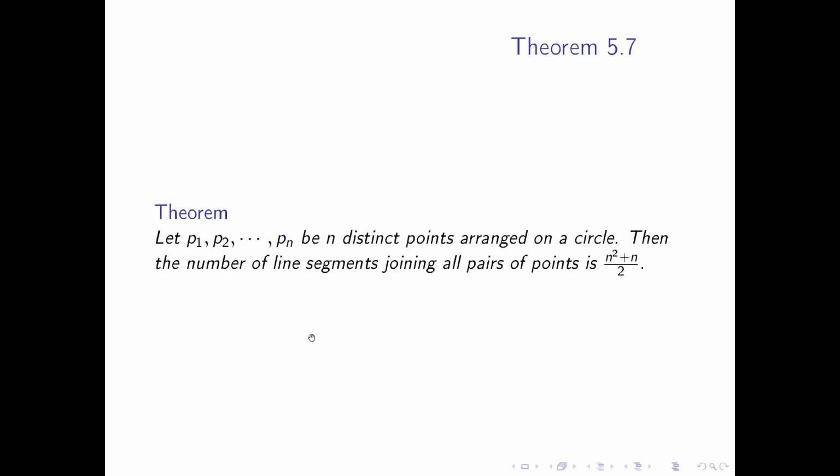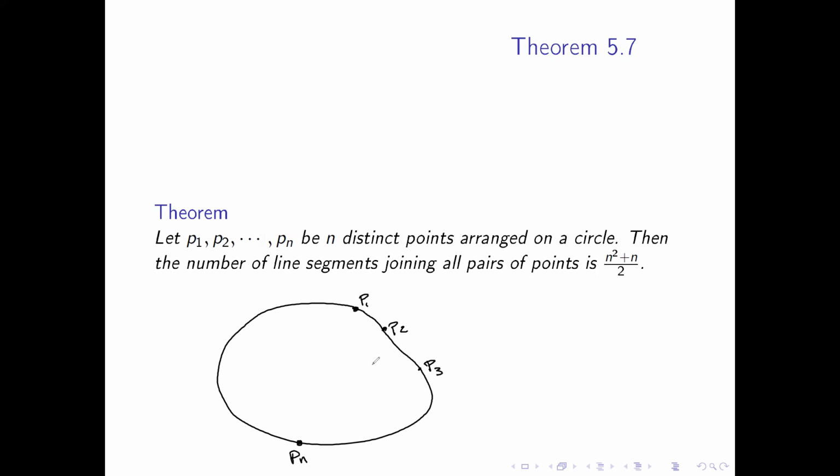All right. This is an interesting one. I want to have you give it a shot. Let's say P1 through Pn are distinct points arranged on a circle. Let me draw that. Draw a pretty little circle. So here's a point, P1, P2, P3. We keep going around until we get Pn.